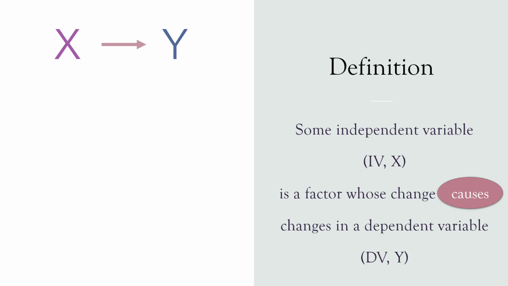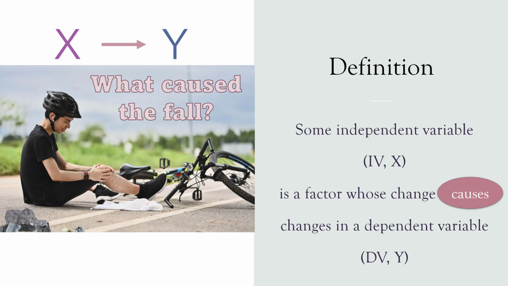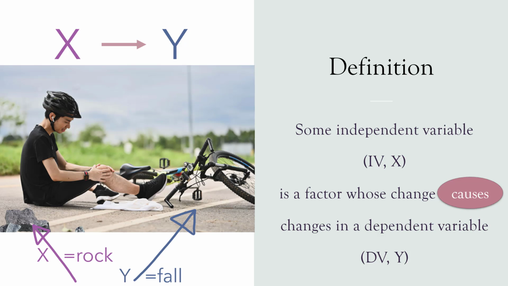Let's start off with an easy, everyday example. Let's say we're a witness to this. If someone asked us what caused this fall, we can point to the rocks and say the rocks are the ones that led to the fall. If the rock hadn't been there, probably this person would not have fallen. So in this example, X, the independent variable, is the rock, and Y is the fall. Had the rock not been there, the fall would not have happened.